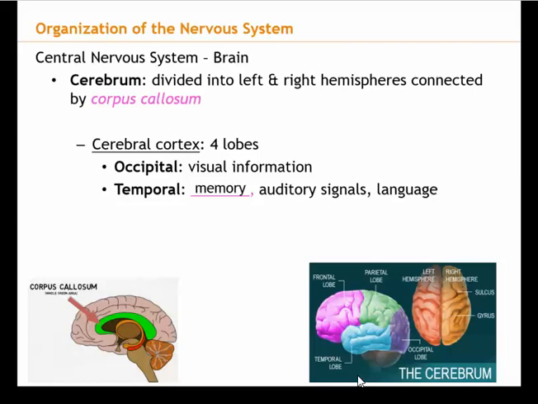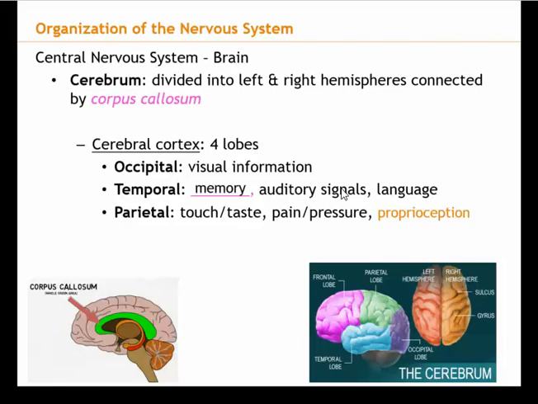And the temporal lobe also controls our hearing. So that's where the auditory signals come in. So different pitches, how far away a sound is. This is how we recognize different voices, identify special sounds. And this lobe also allows for the understanding of language and speech.